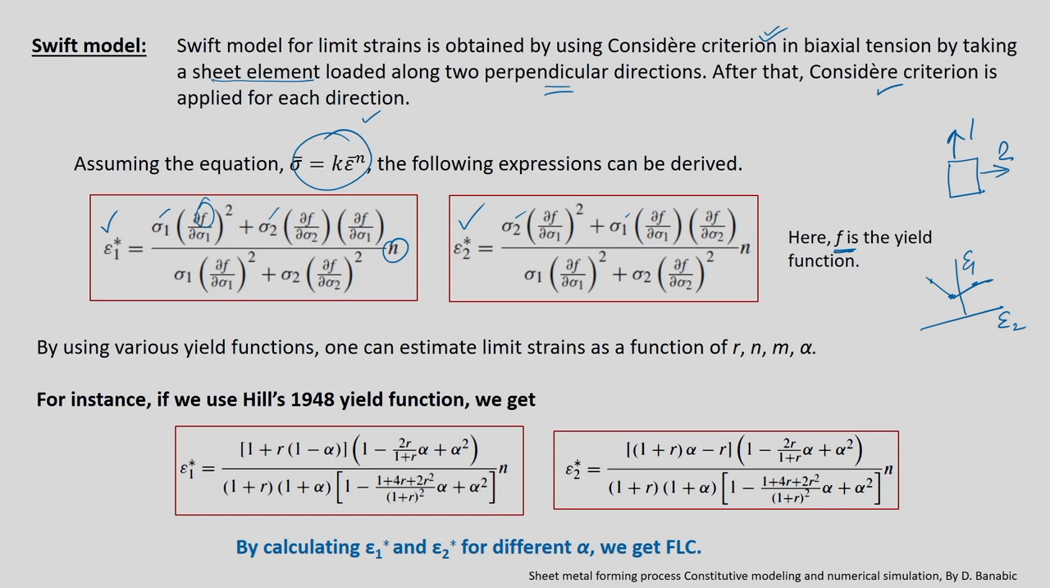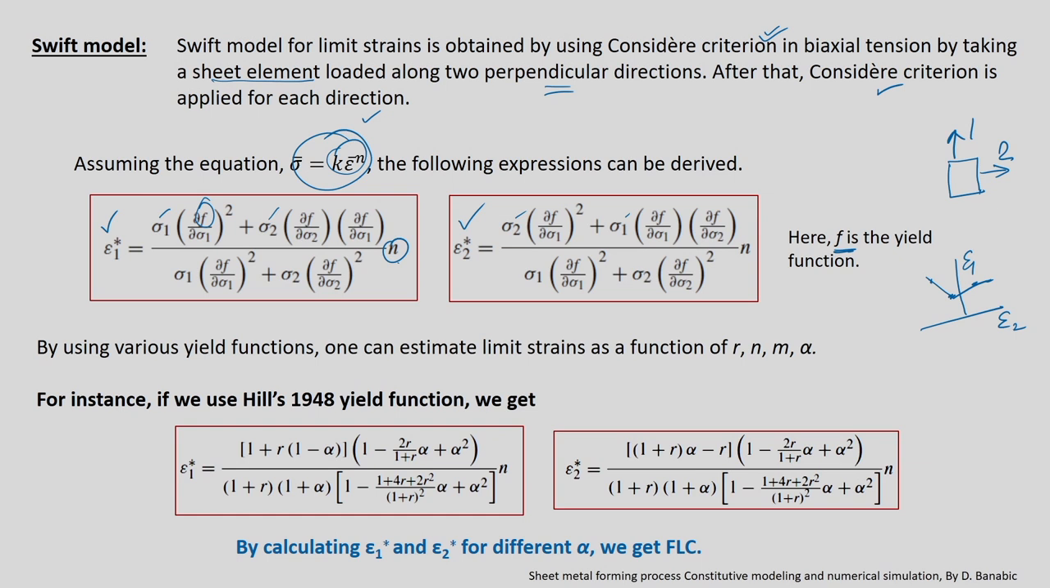Now you will see that the limit strains epsilon 1 star and 2 star that you get using this Swift model are simple to use, but they depend on the yield function only. And of course, it depends on only one material property, that is n. That is because you are going to use this particular hardening law, and it does not have any other forming parameter, only n is available, so this becomes a function of n.